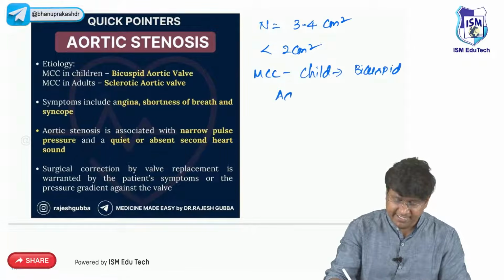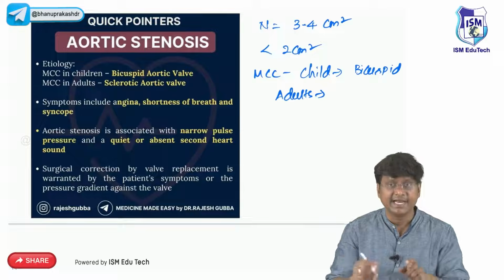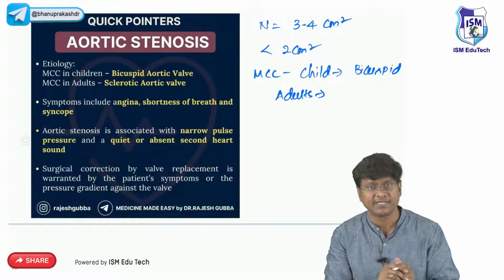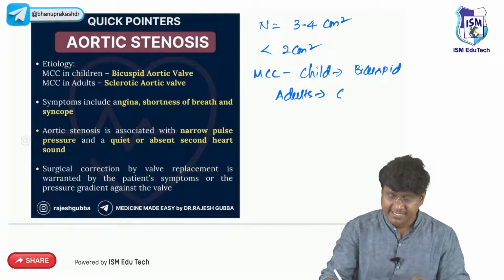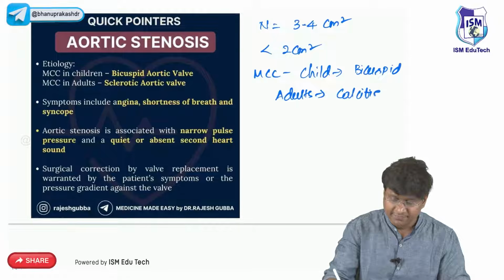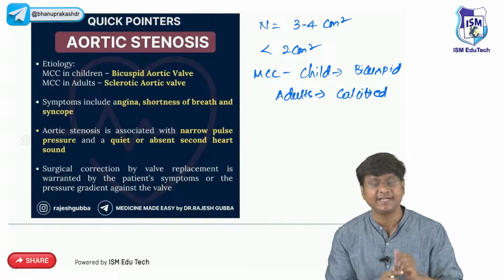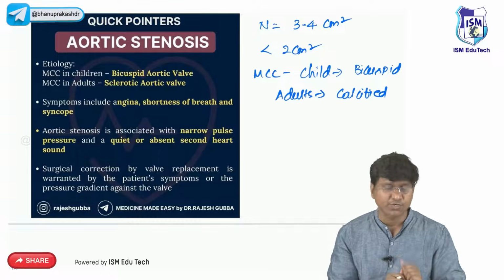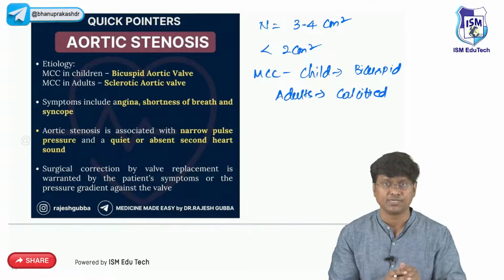Whereas in adults, what is the most common cause of aortic stenosis? That will be the calcified, degenerative aortic valve. That is what you will see in adults. That is the most common cause. And the other causes include rheumatic fever and so on.